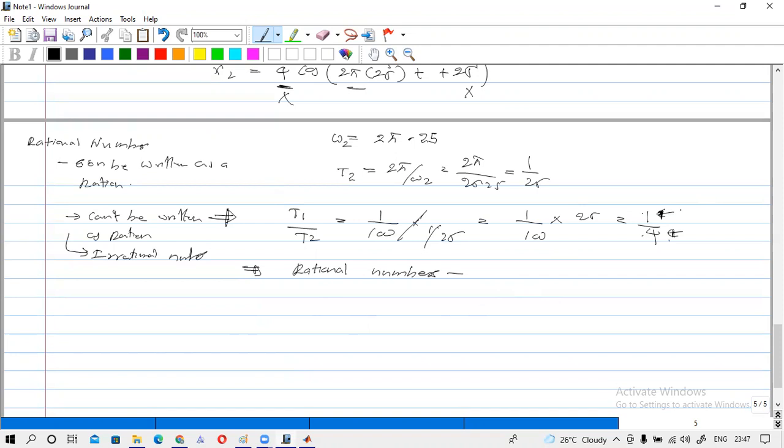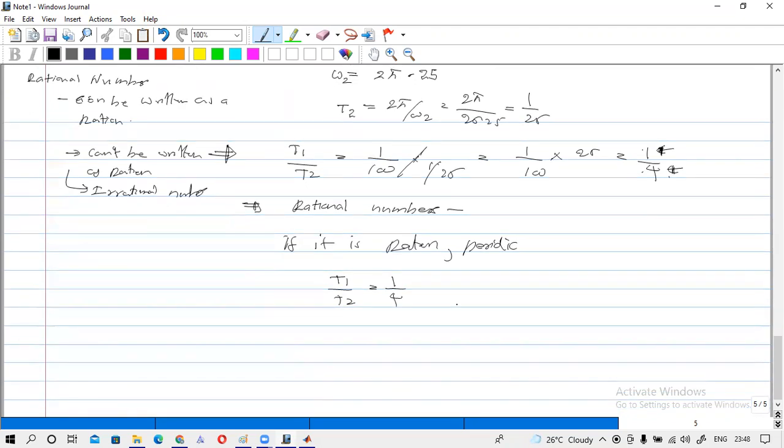So you can see that if you get this T1 by T2, you will get 1 by 4. That means here the 1 is an integer and 4 is also an integer. So it is fine, 1 by 4. So definitely it is a rational number. So if it is rational, this signal is periodic. T1 by T2 is equal to 1 by 4, then it is periodic. So how to find the period?